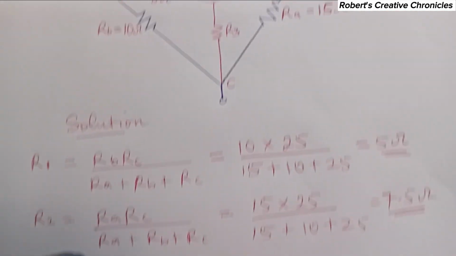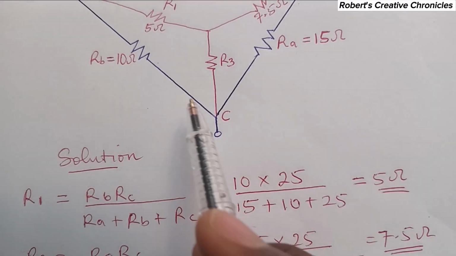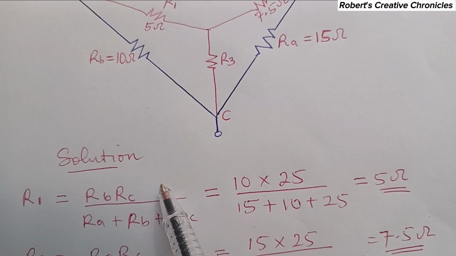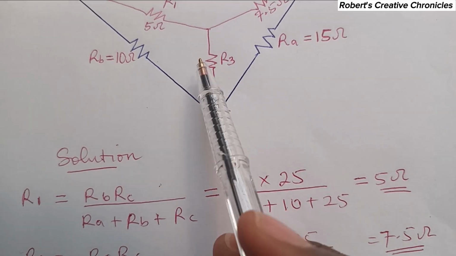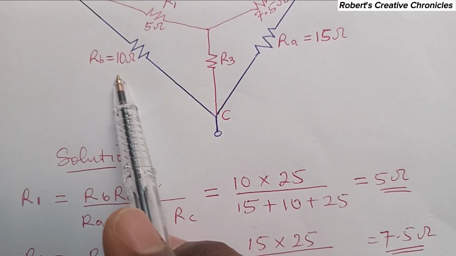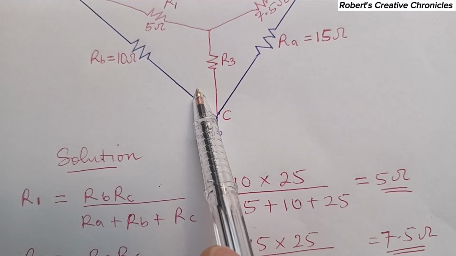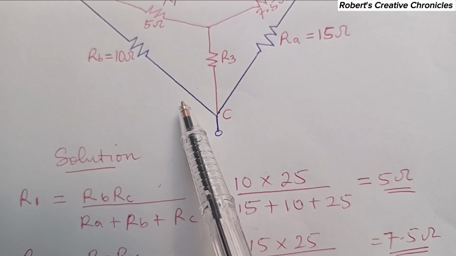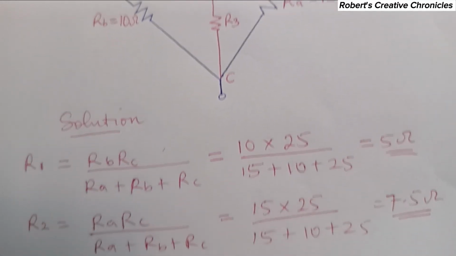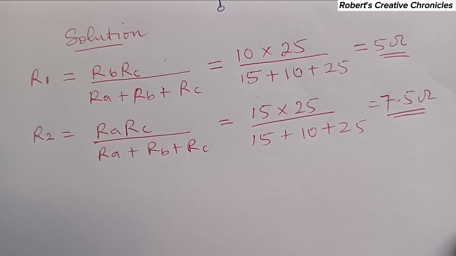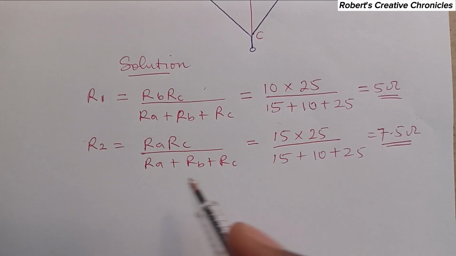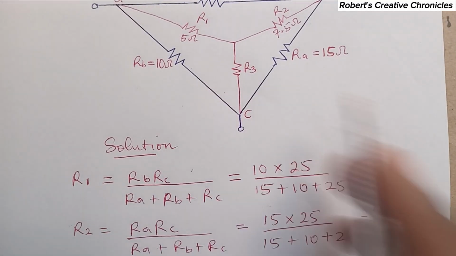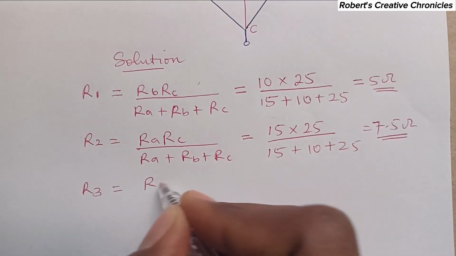Then R3 now. R3 is what? Let me give you 2 seconds to guess what R3 will be. So if your answer was R3 equals RB times RA divided by the sum, you are correct. And if it's not, that means you have to restart this video to know how it is. So it's RB RA, or RA RB anyway, over the sum.